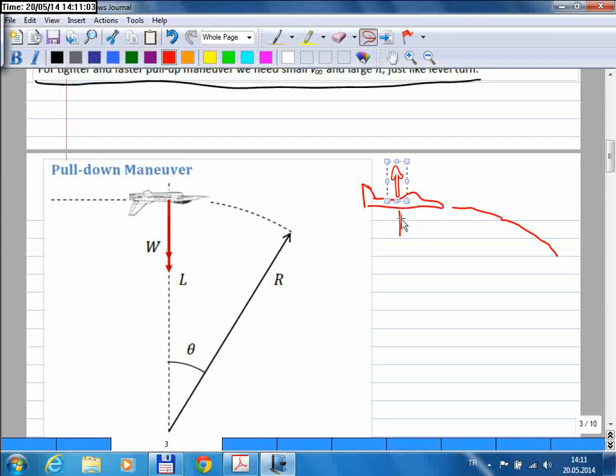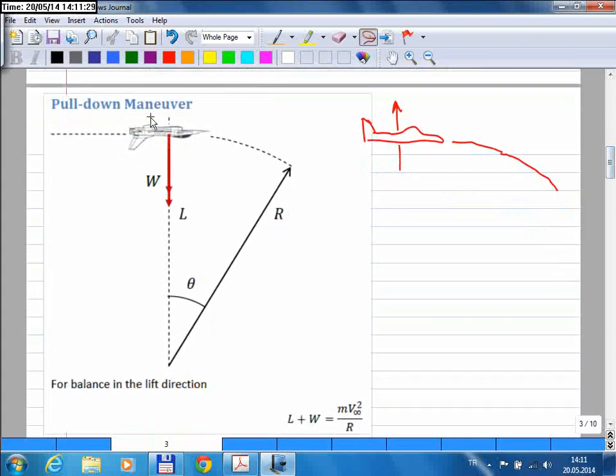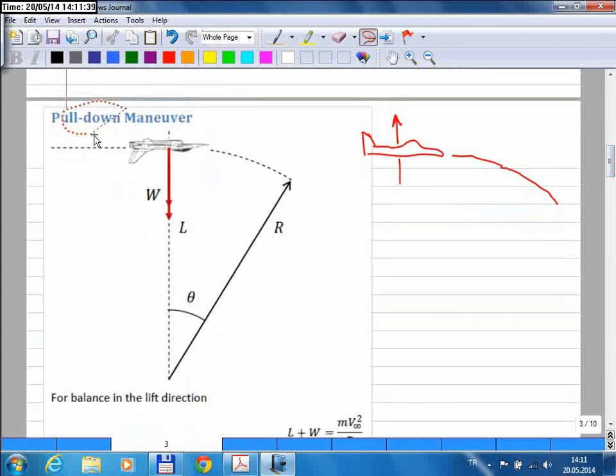In the positive G case, the blood goes towards our feet. But in negative G load case, all the blood will be flowing up to our heads. And a human's head can literally explode if you want to perform a negative 6G maneuver, for example. It will be disastrous. So because of that, aircraft don't perform these maneuvers, and a pull-down maneuver is the one defined like this. So anyway, the pull-down maneuver is very similar to the pull-up maneuver.